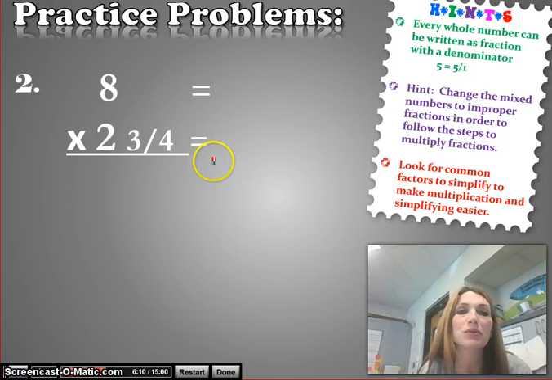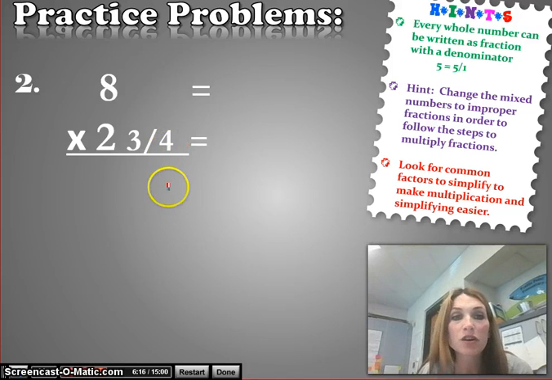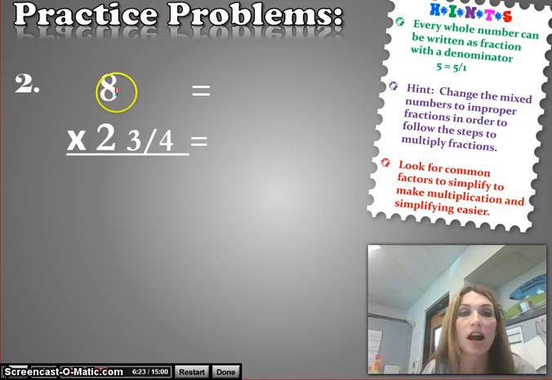Practice problem number 2. So I'm working again with a whole number and a mixed number. Go ahead and work this out on your own, and when you're ready, press play and we'll go through it together. Okay, so whenever I have a whole number, I've got to change that into fraction form, so that's going to become 8 over 1.